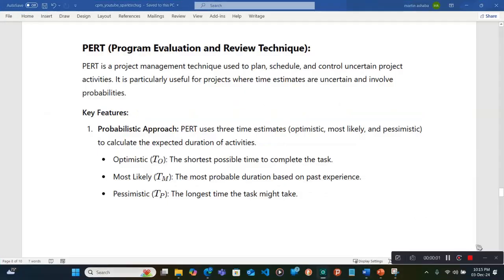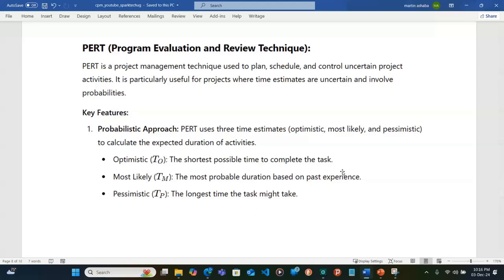Hello, dear friends. In this discussion, we are looking at PERT, which is Program Evaluation and Review Technique, a project management technique used to do what we call planning, scheduling, and controlling uncertain project activities. So if you have project activities that are not certain or where you cannot tell the duration, then you use estimates. And these estimates are going to be weighted averages of pessimistic, optimistic, and most likely.